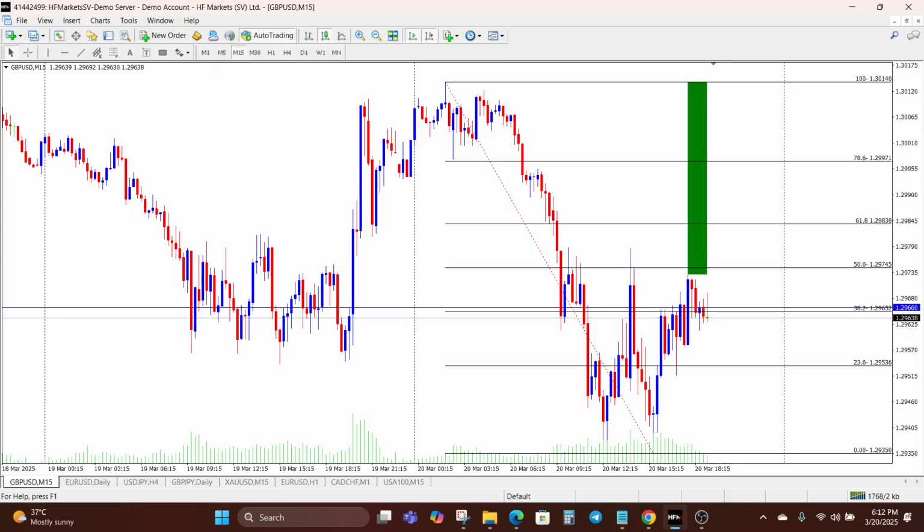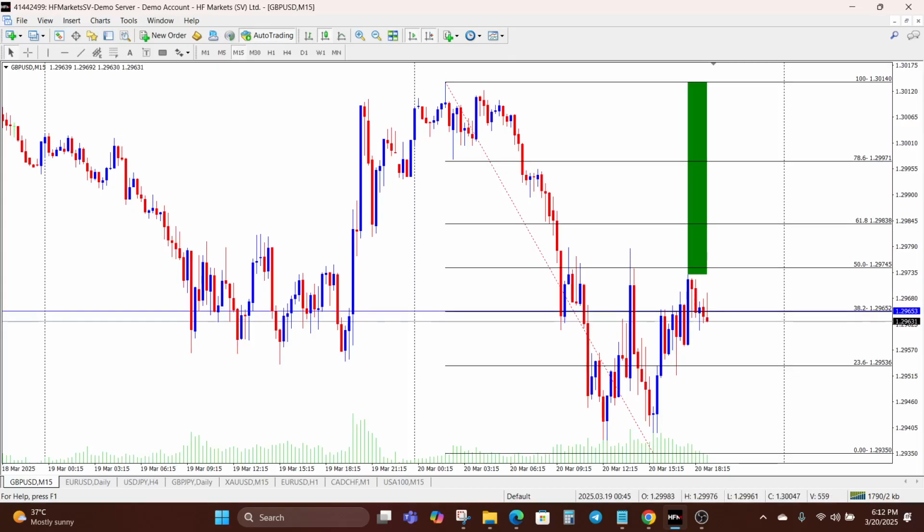When you are doing it manually, it can be time consuming and even inaccurate if you are not sure where to place the levels. But the Auto Fibonacci retracement indicator does all of this automatically. It scans the chart, identifies the most relevant high and low points, and plots the Fibonacci levels for you, saving you time and eliminating errors.